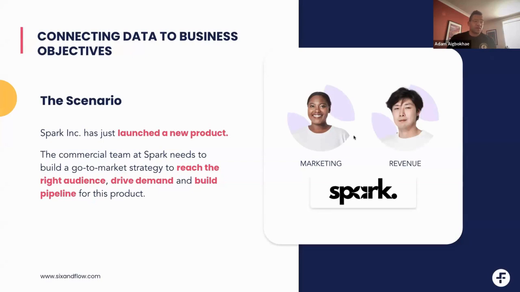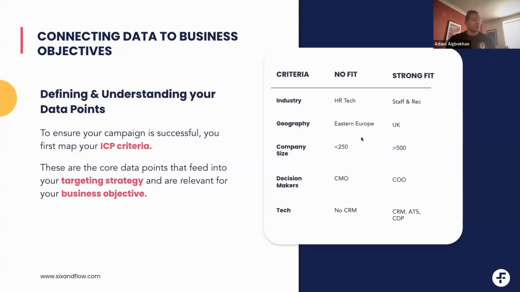They've just launched a new product, and the commercial team needs to create a GTM strategy to actually reach the right audience and to drive it forward. So the first thing that we need to do is to ensure that the data actually connects to the business objectives. Okay. And I know that it sounds silly almost, but a lot of times people don't really have that link, and you're setting yourself off on the wrong footing if you're not really drilling into those objectives to figure out where the data can sit.